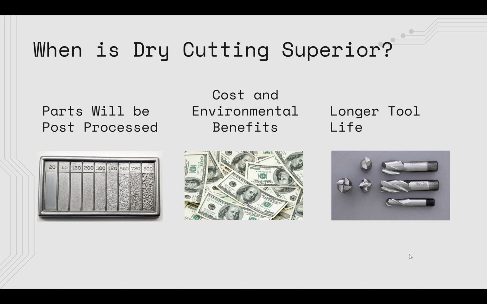Dry cutting is superior to wet cutting when parts will be post-processed, meaning final surface roughness doesn't matter, only final dimensional tolerances. The surface roughness can be cut down later. Dry cutting offers a substantial decrease in both operating cost and production costs, as there is less machining time and no coolant flow. It has been observed in a laboratory environment that dry cutting tools see 2.5 times the tool life of wet cutting.